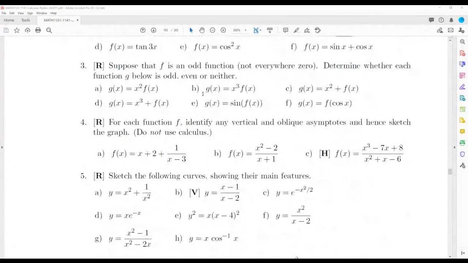So I thought we could start with question 3. Now, odd and even functions are really important for curve sketching because they help us predict what's going to happen, and they help us make our sketching easier. Okay, so I wanted to work through question 3, but before we do that, let's actually talk about what an odd function and an even function are.